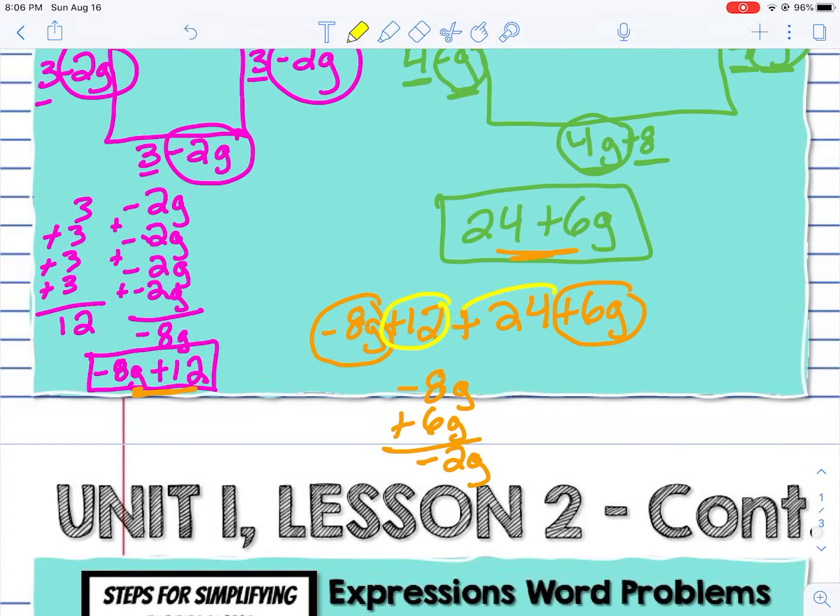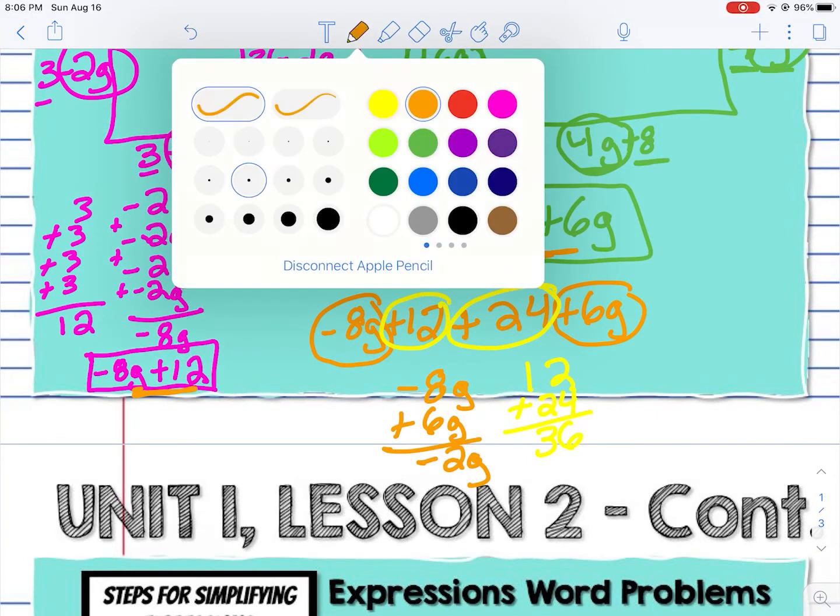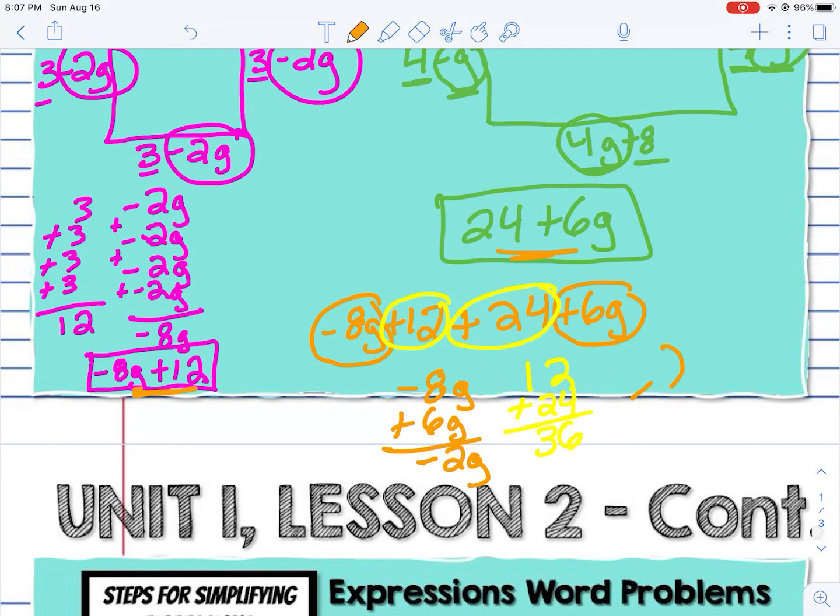And then I have, let me grab another color, plus 12 and plus 24. Well, 12 plus 24 gives me 36. So my final answer is negative 2g plus 36.